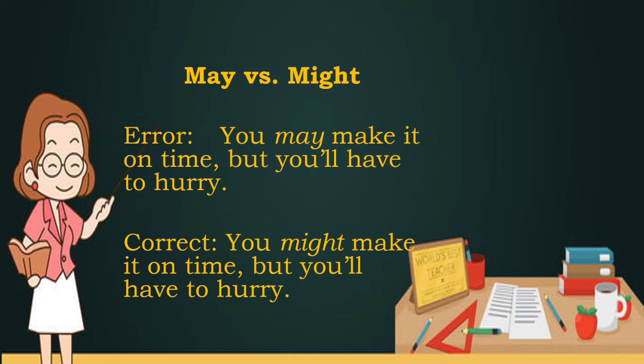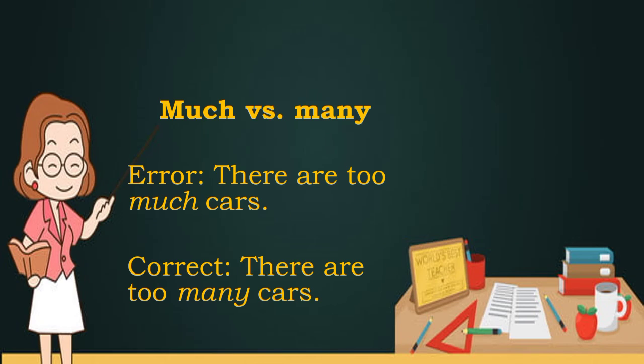So before, I thought this sentence is correct because I thought that I can use "may" and "might" interchangeably. But as I did my research regarding the common grammatical errors, I realized that I was wrong, because in this sentence I should use "might" because it shows less probability. So the correct construction of the sentence is supposed to be, you might make it on time but you'll have to hurry. Next common grammatical error, we have "much" versus "many."